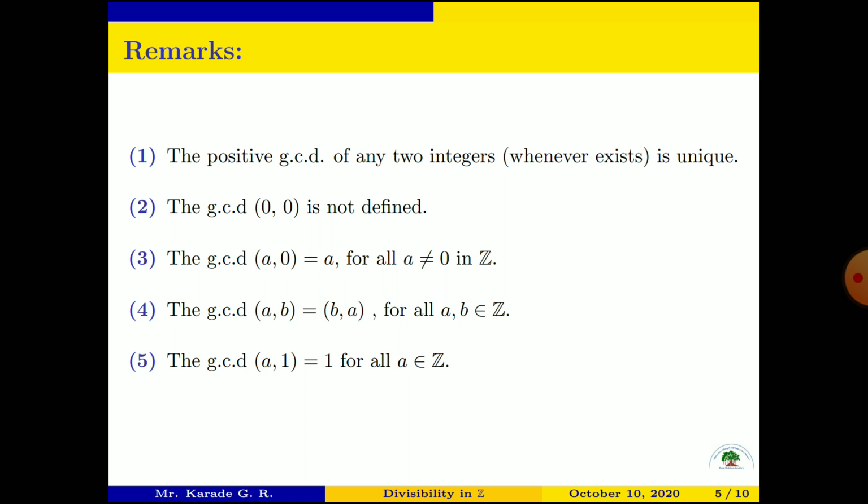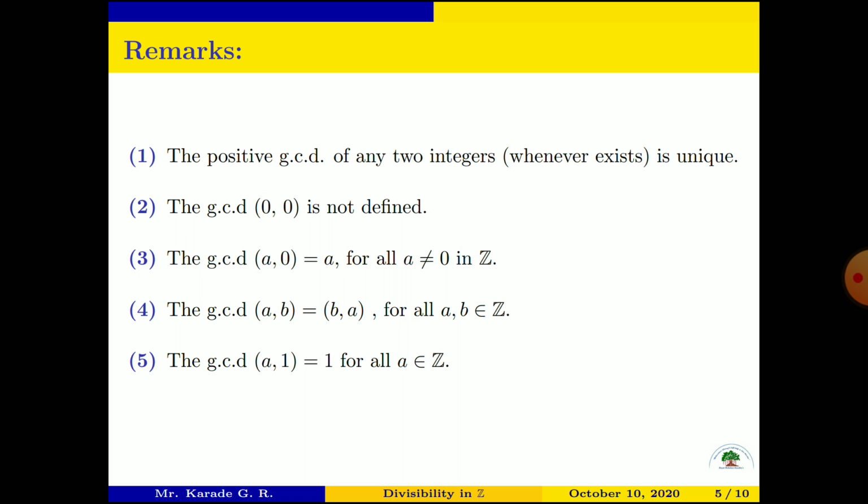The GCD of integer a with 0 is a for all a not equal to 0 in Z. This property says that the GCD of any integer a with 0 is always equal to a, and it is true for all non-zero a in Z.